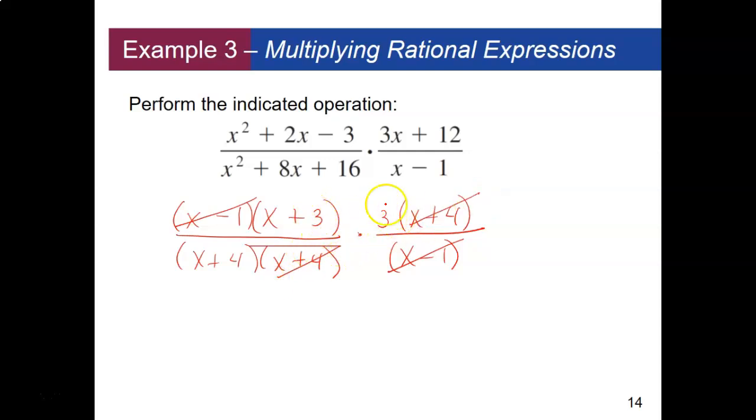So that leaves me with a 3, an x plus 3, and an x plus 4. Conventionally we pull a number out in front. So we'll have 3 and then x plus 3 and then x plus 4 for the denominator. And that would be our final answer.